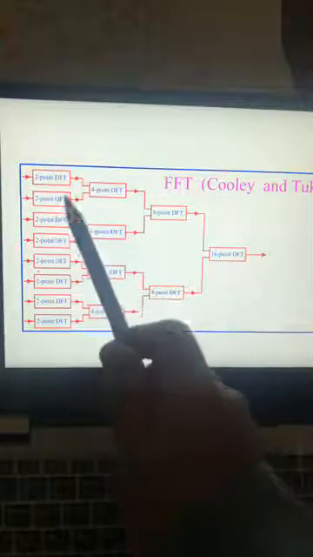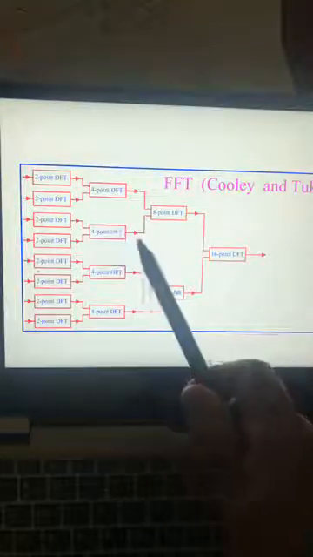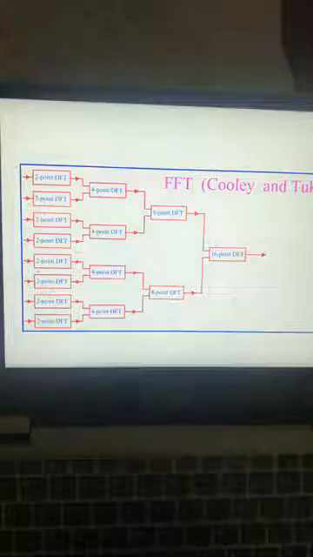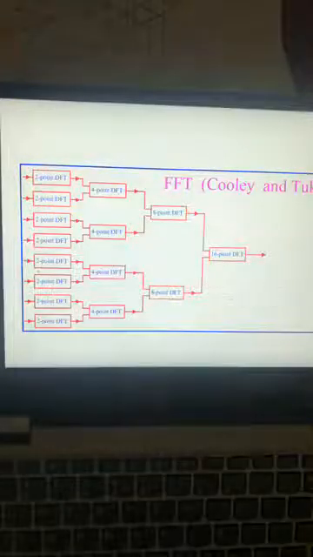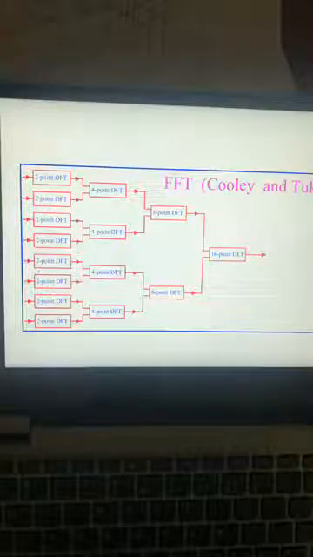So two points. You take a 2 point DFT, 2 point DFT, combine them together, you get a 4 point DFT. Combine two 4 point DFTs together, you get an 8 point DFT. Combine two 8 point DFTs together, you get a 16 point DFT. And if you have two 16 point DFTs together, you get a 32 point DFT. Two 32 point, you get to 64 point DFTs.